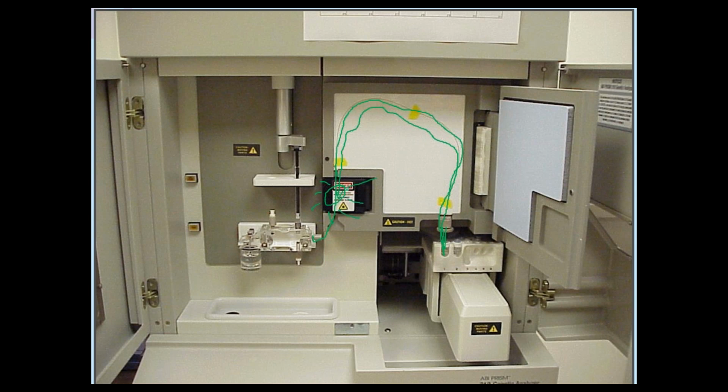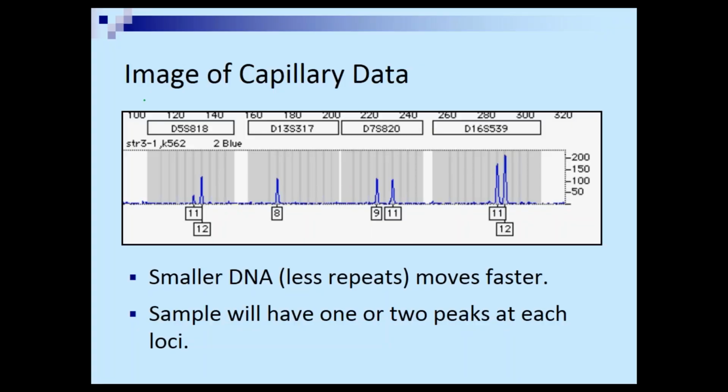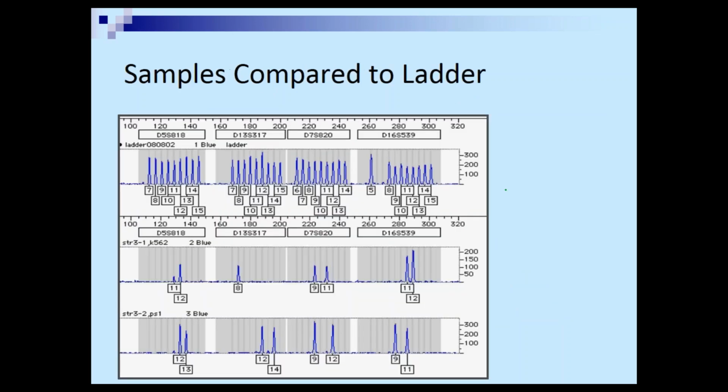When it hits the detector window, it winds up as a peak. So again, here's our location, and this person is an 11, 12 at D5S818. At D13, they're an 8, 8. At D7, they're a 9, 11. So at every location, you get a pair of numbers. Does that make sense? All right.